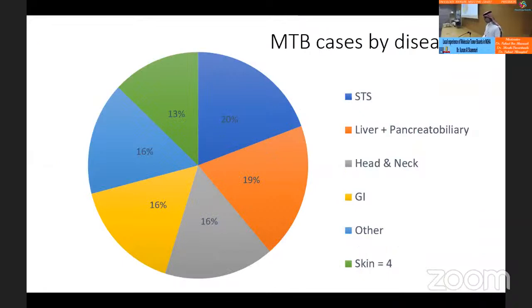So who are the cases that we have presented so far? Well, I think most of my colleague oncologists know that I have an interest and specialize in sarcoma. So automatically, the highest number of patients that have been presented are actually my soft tissue sarcoma cases. This is followed by pancreatobiliary and liver cancer, so biliary tract cancers, followed by head and neck cancers, followed by upper and lower GI cancers, followed by skin cancers.